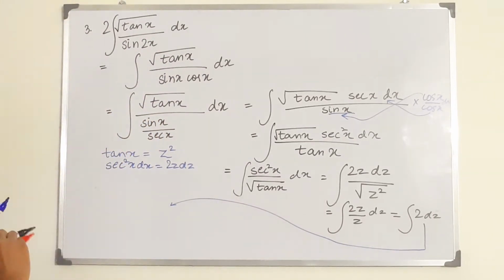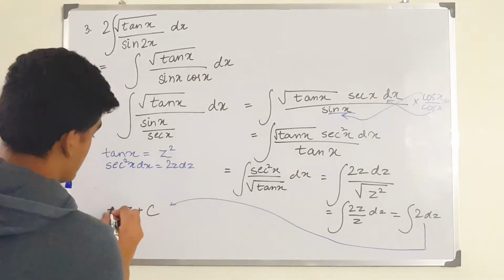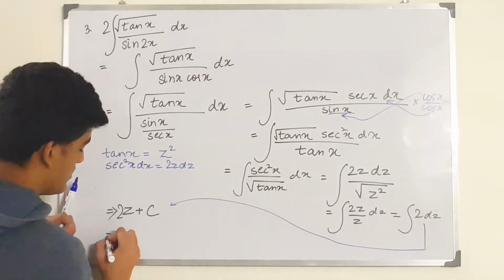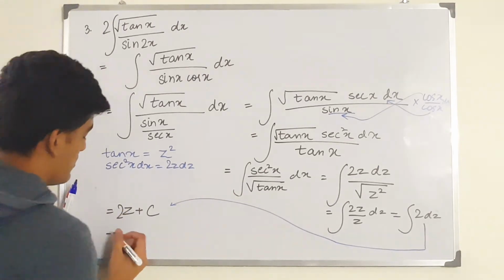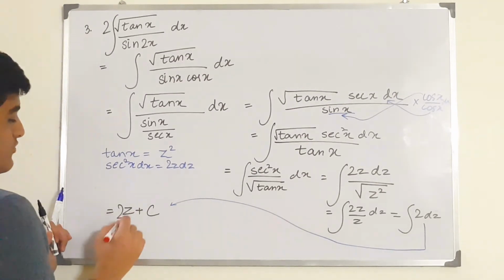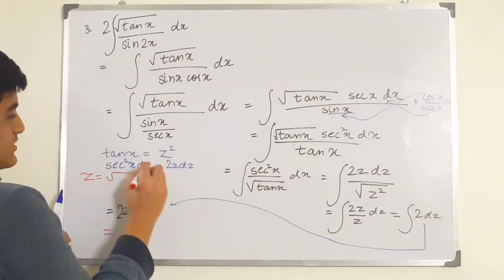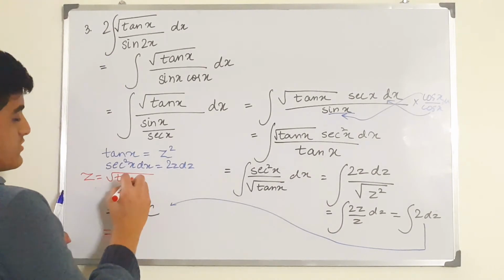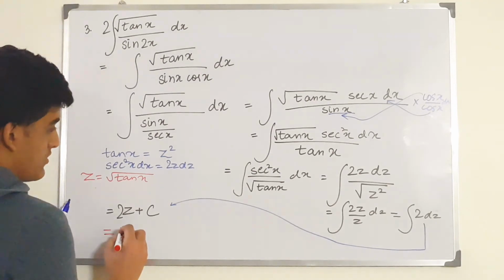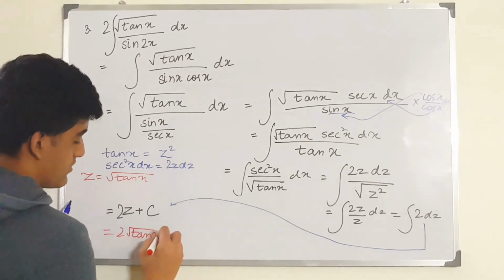So the answer is 2z plus c, because we have 2 multiplied in the final answer. We substitute back the value of z. Since tan x is equal to z squared, z is equal to root tan x, and that's what we're left with over here: 2 root tan x plus c.